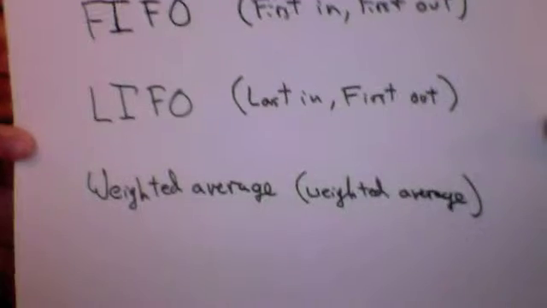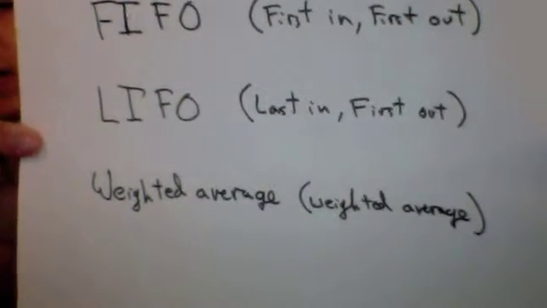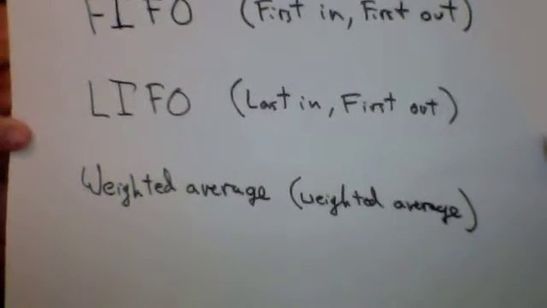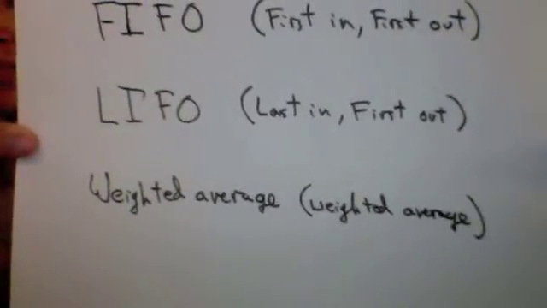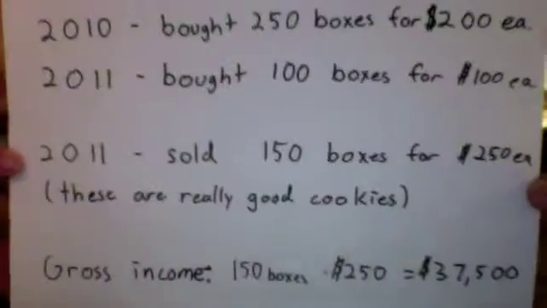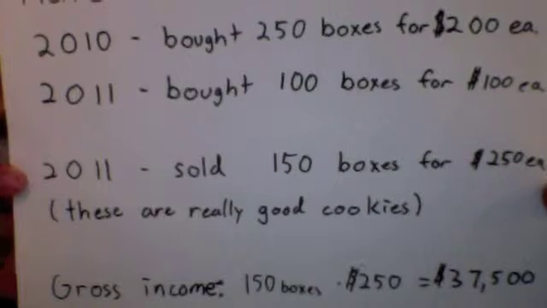This evening, we'll be walking you through three methods of calculating the cost of goods sold from an inventory that spans multiple years and purchases. These methods include FIFO, first in, first out, LIFO, last in, first out, and the weighted average method. Let's begin with a real-life problem.